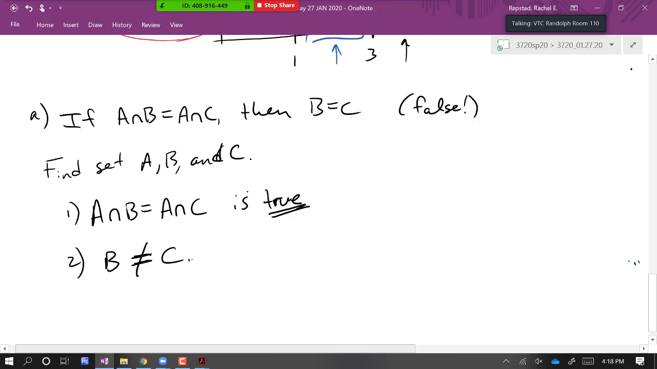So you want to come up with 3 sets. Make sure B and C are not the same set, but A intersect B is equal to A intersect C. The places where they overlap are the same, right? They both overlap with A in exactly the same spot, but B and C are not the same. So keep in mind, all we need is for B and C to not be exactly the same set.